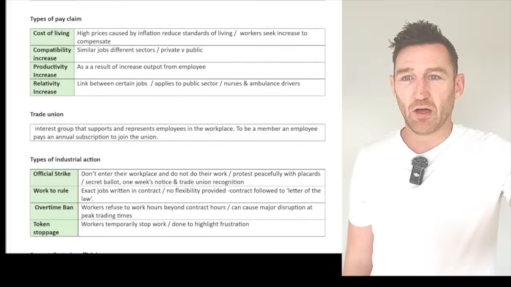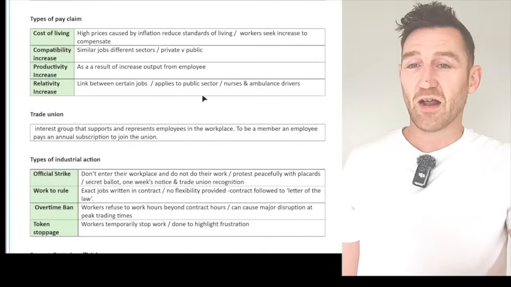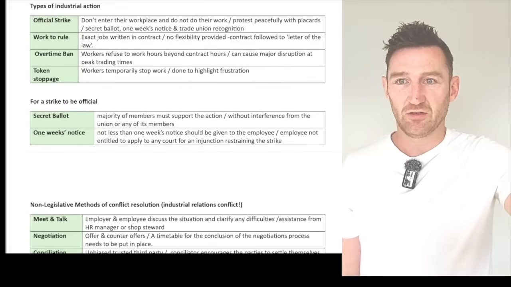Types of pay claims, below that, doesn't really pop up as a long question, but has popped up as a short question recently. But yeah, I just know them. Types of industrial action did pop up last year.